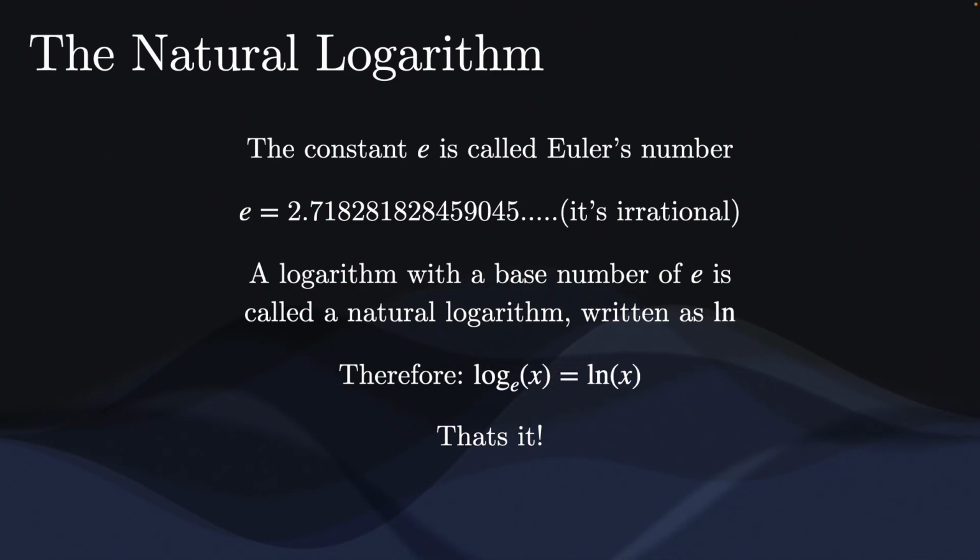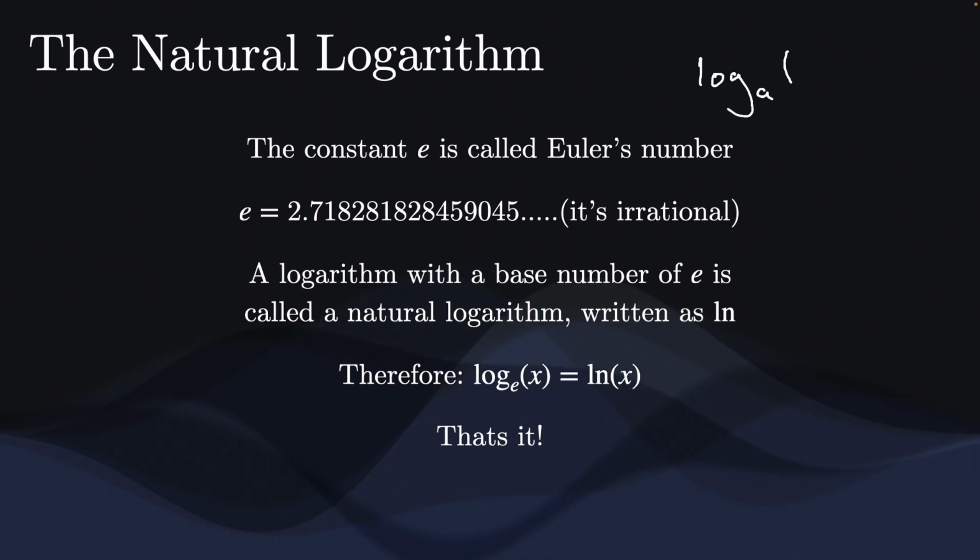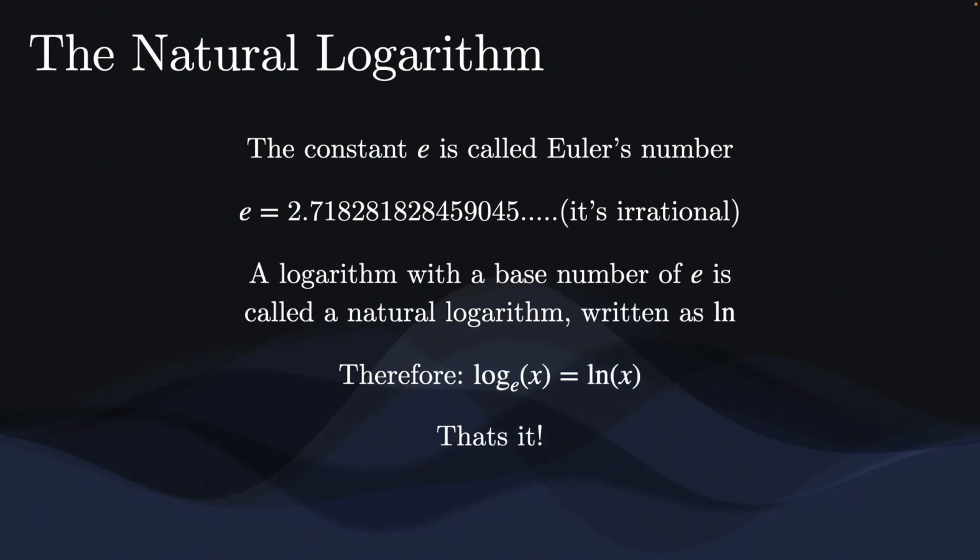And a logarithm with a base number of e, so remember the base number is this. Therefore, a logarithm with a base number of e is called a natural logarithm. And instead of writing log base e, natural logarithm, we just write ln.